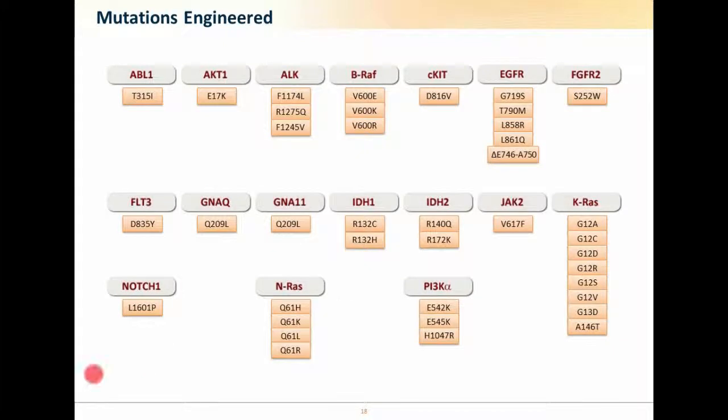This is a list of all of the mutations that we've currently engineered for our molecular reagents and quantitative molecular reference standards range. In total, Horizon Discovery has engineered in the region of 450 to 500 cell lines.